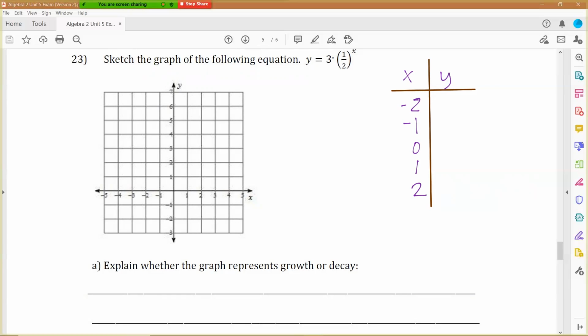But this time when we type them in, we're going to type 3 times 1/2 to the -2nd power. Your calculator will tell you 12. Then you're going to edit that -2, change it to a -1. Your calculator tells you 6. Edit the -1 to a 0 to get 3, then 1.5 and 0.75.